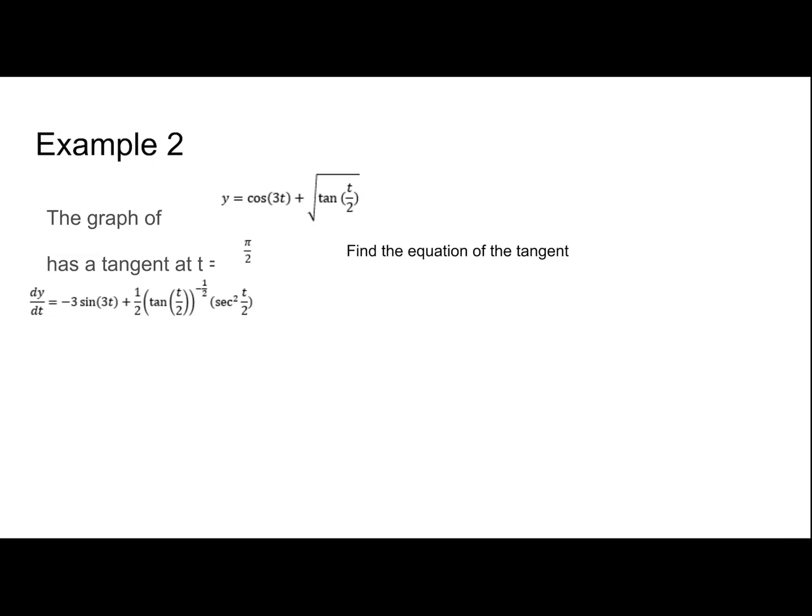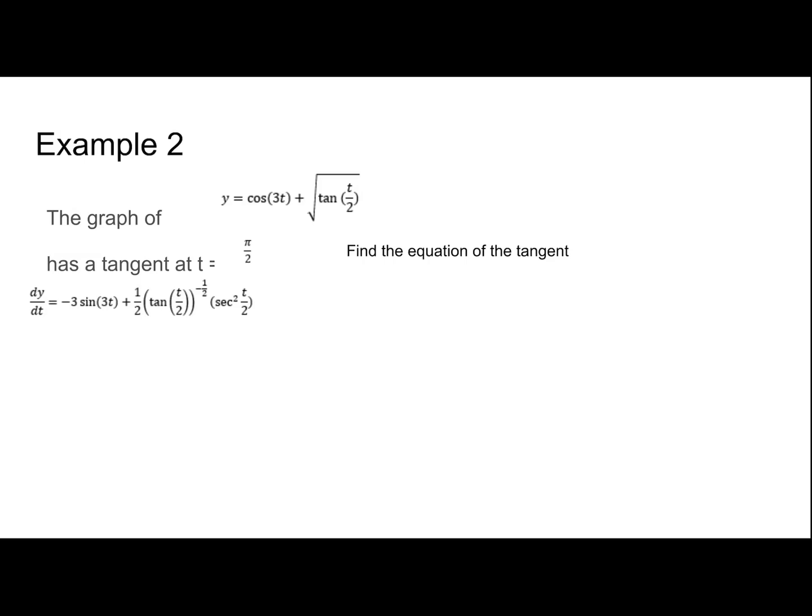So in the case of square root of tan of t over 2, we could rewrite that as tan t over 2 to the power of 1/2. And we need to take the power down to the front, so 1/2. And we need to take the 1/2 power down by 1, which becomes negative 1/2. And we need to multiply by the derivative of the inner function, which in this case is just sec squared t over 2, because the differentiation of tan is sec squared.